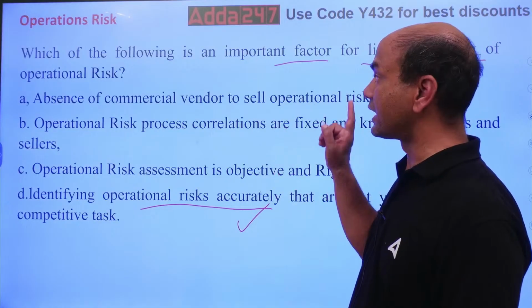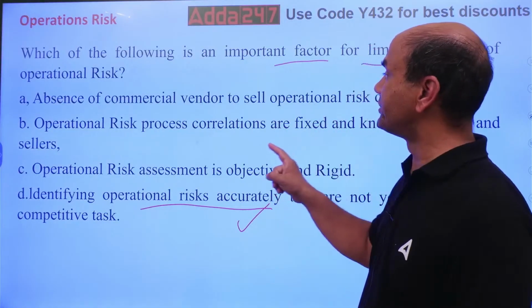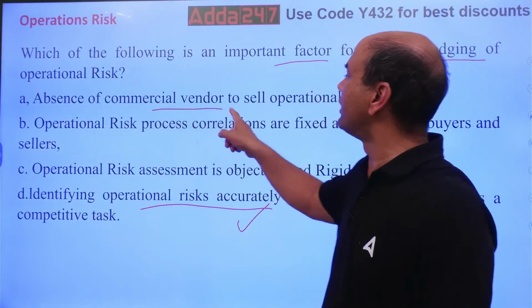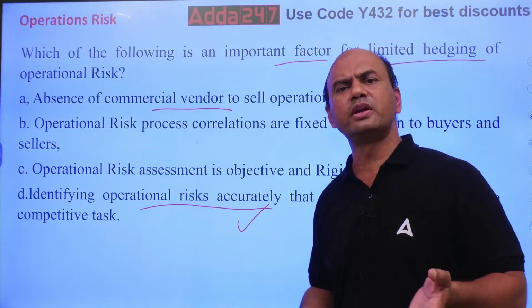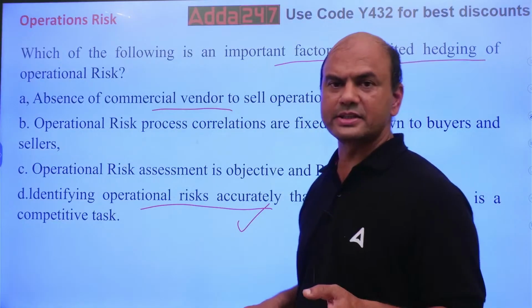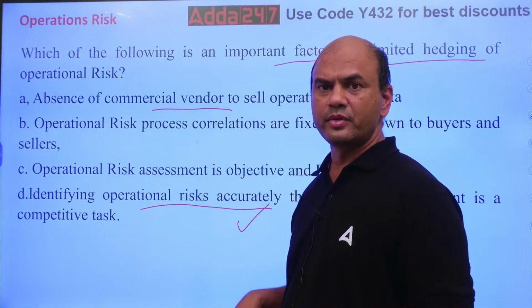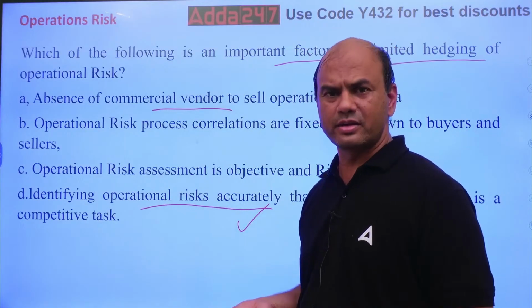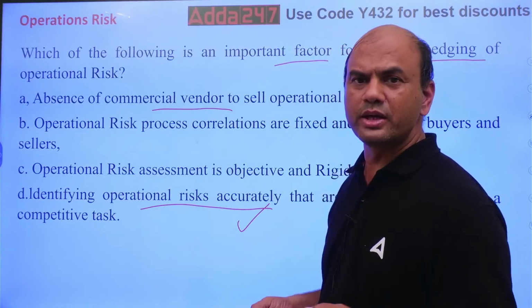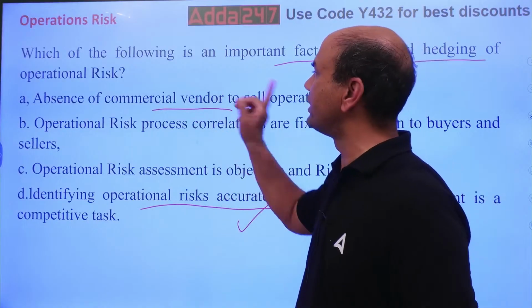Absence of commercial vendor. You want a correct factor. If you don't have a vendor, then what happens? You can do it internally. Why do you need a vendor? Operations risk is the internal part. If you are a big company, then you will be needing a vendor. Otherwise, you don't need it. You need internal employees. So, this is not the main factor.